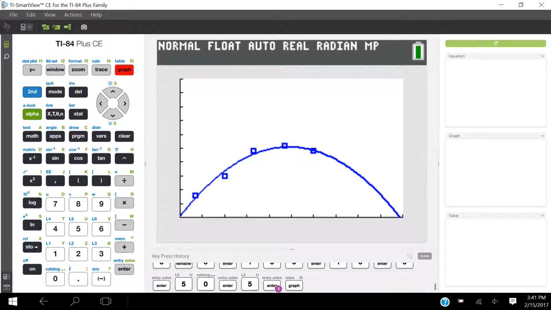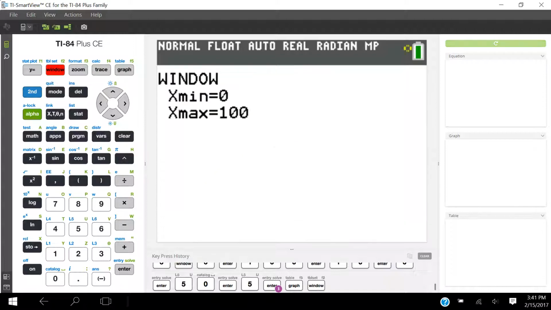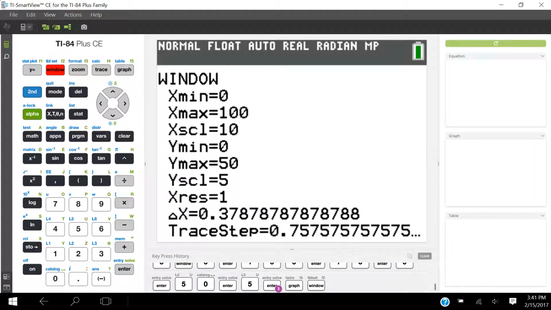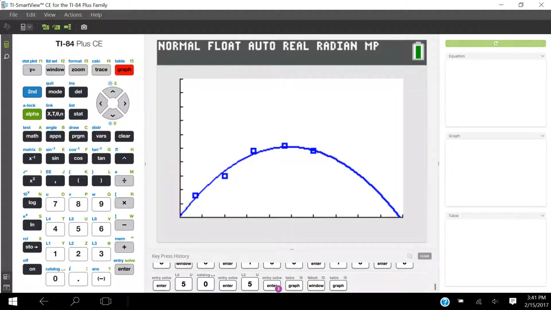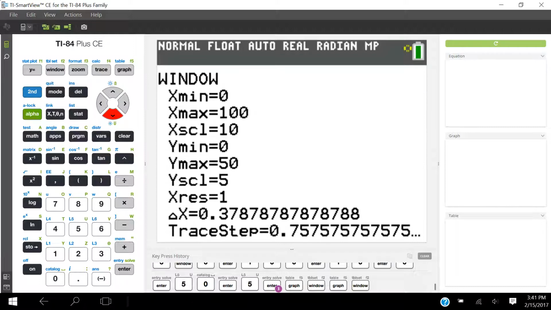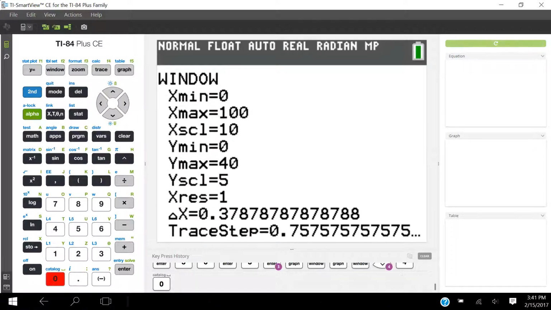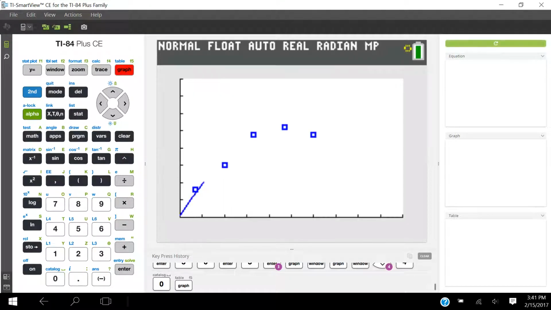So a couple things to think about when you set your window. Don't ever hit Zoom 6 again because that'll reset all those numbers back to what they were when you started. Go straight to graph. If I decided I wanted it to not be so tall, I could go change my window, go to my Ymax, and make it 40. I'll keep my scale the same. Hit graph. Now it looks a little taller because I knocked off some of the values at the top of my Y. So quadratic regressions look like that.